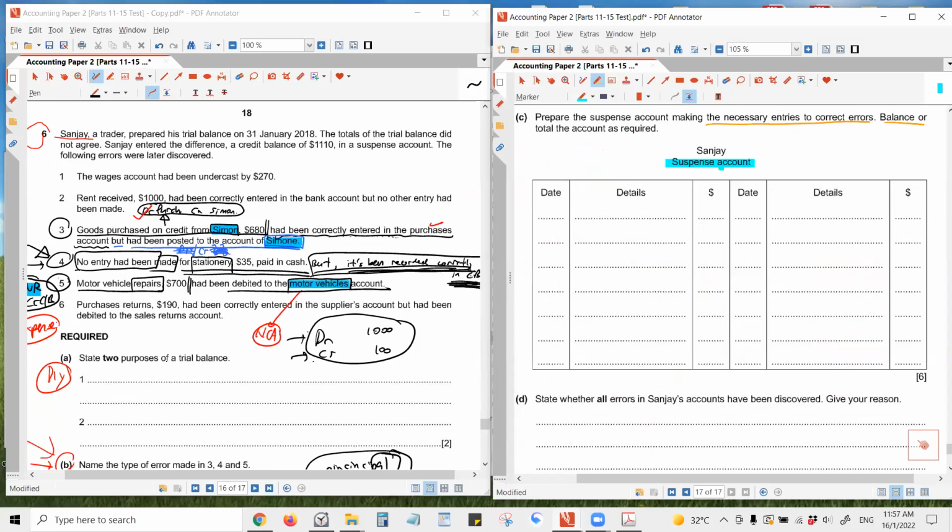So look at the left of my screen. We see the question. A trader prepared his trial balance. Totals of trial balance did not agree. Yes, correct, Yishin. Sanjay entered the difference, a credit balance in a suspense account. Good. They have told you that you have to show this amount in the suspense. That means instead of telling you the trial balance total debit and total credit, they have found you the difference. You don't have to do the deduction yourself. So credit balance 1110.